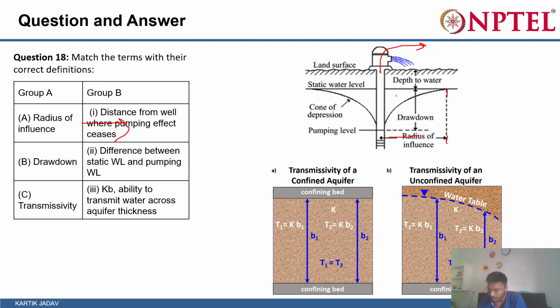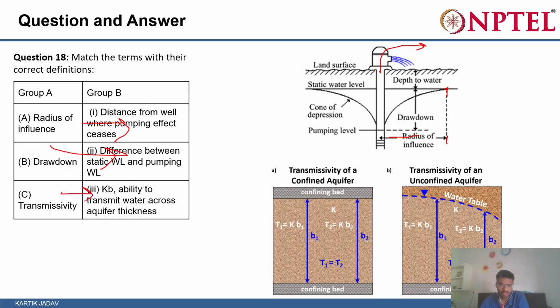But this radius of influence is the distance where the static water level is almost equal to its natural value. It means there is no influence beyond this point. So it basically helps to design how to use monitoring wells, how to extract water, and to what extent we can extract water. All this will help. In drawdown, it is the difference between static water level and pumping water level.